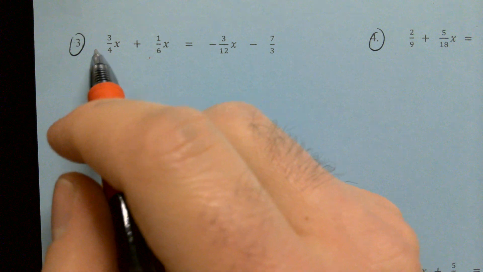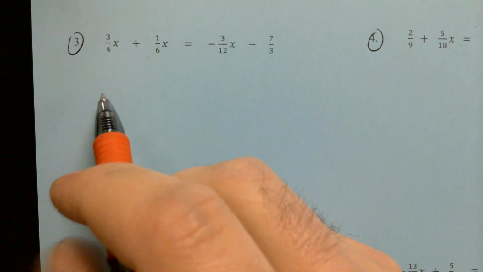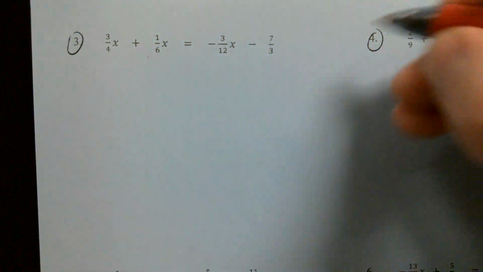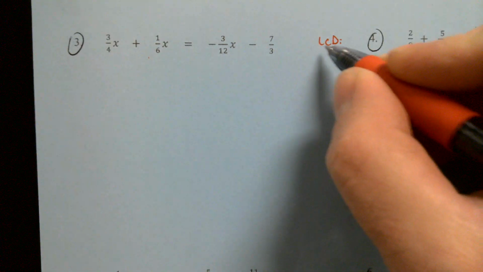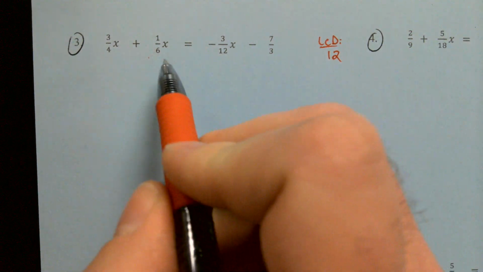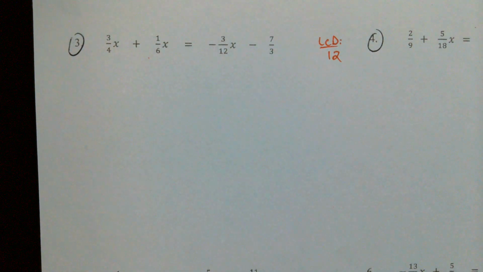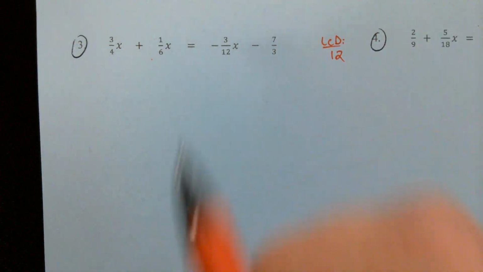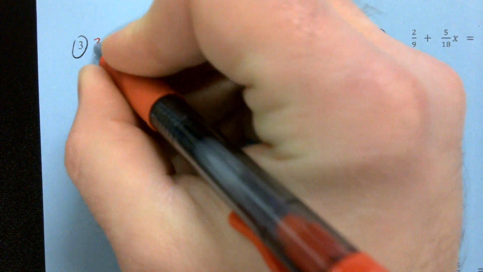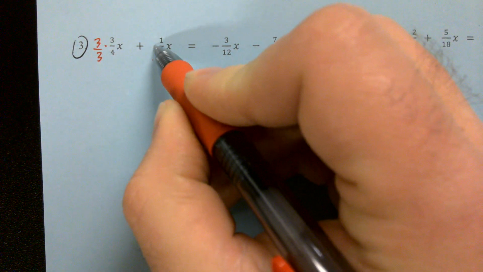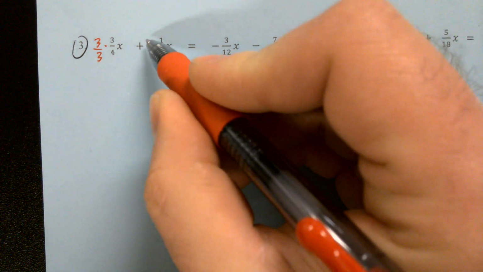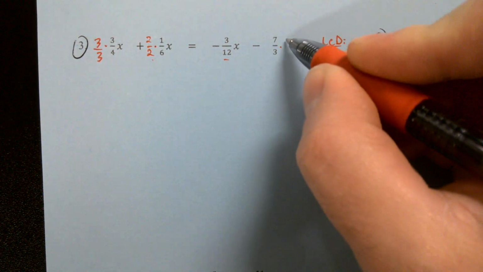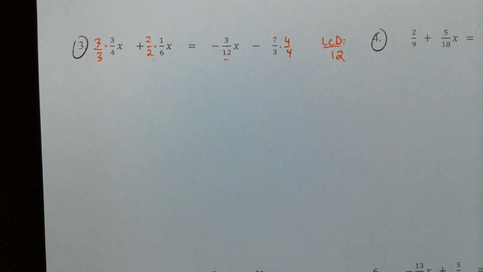So, number 3, all my terms are fractions. I'm good on step 1. I've got a 4, 6, 12, and 3. What's my LCD going to be here? 12. 4 is a factor of 12, 6 is a factor of 12, 3 is a factor of 12. So, if I have a 4, what can I multiply 4 by to get 12? 3 over 3. If I have 6, what can I multiply 6 by to get 12? 2 over 2. That one's already a 12. And 3 I could multiply by 4 over 4.